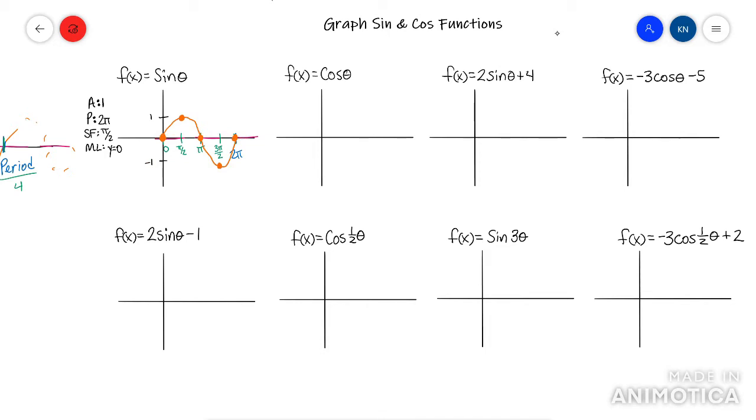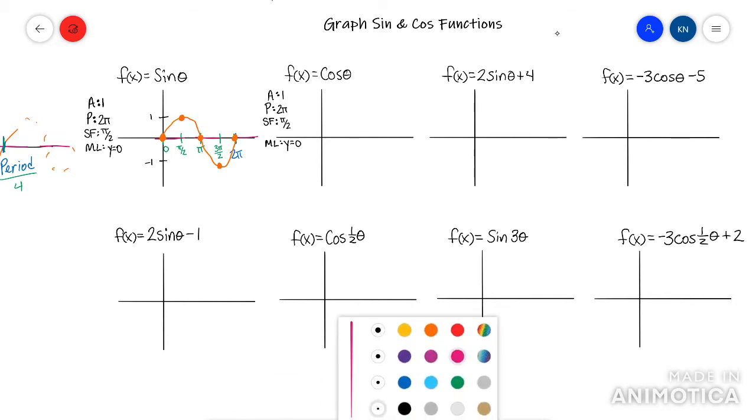So let me show you cosine. Cosine by default has an amplitude of 1, a period of 2 pi, a scale factor, divide 2 pi by 4, you get pi over 2, and a midline of y equals 0. All right, so it's kind of the same thing. I would draw my midline.